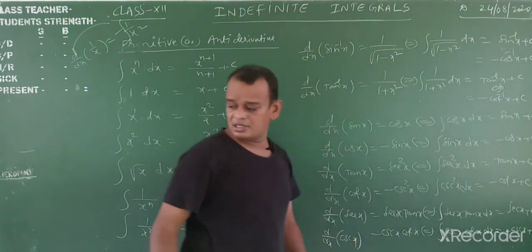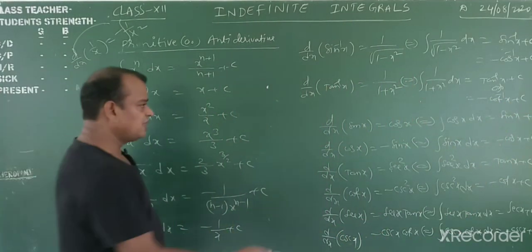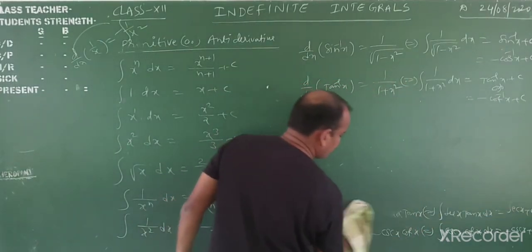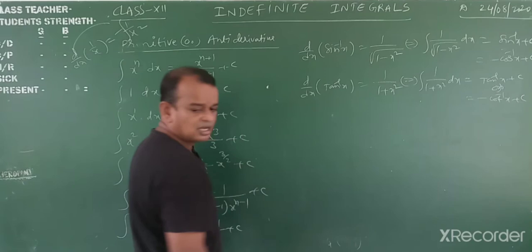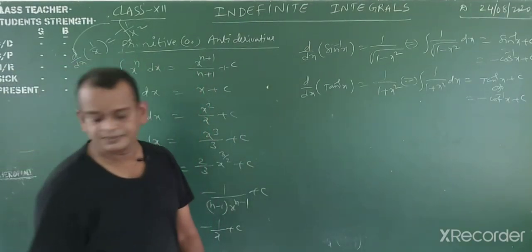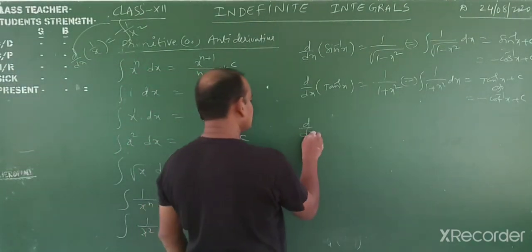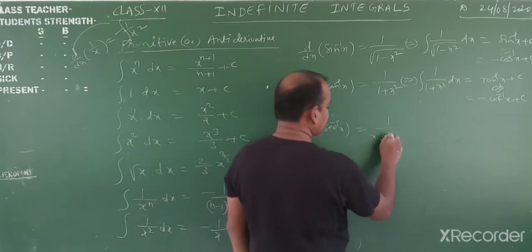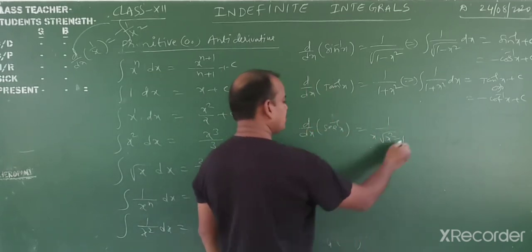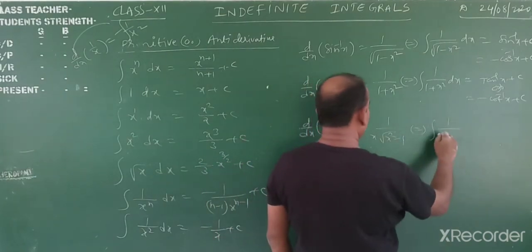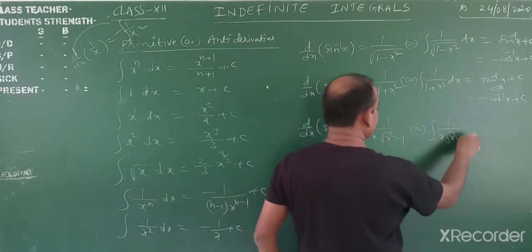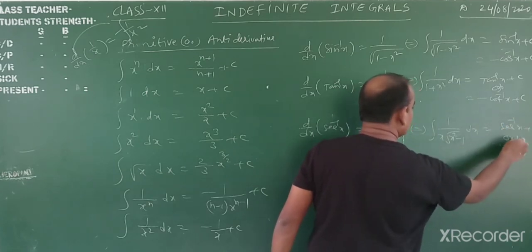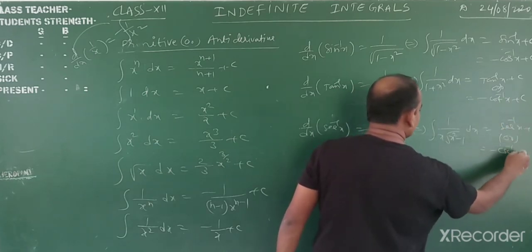Okay, my dear students, now read the formulas very, very carefully. Next, what is the derivative of secant inverse x and cosecant inverse x? The derivative of secant inverse x is 1 by x into root over x square minus 1. Now the integral of 1 by x into root over x square minus 1 dx is equal to secant inverse of x plus c, or minus cosecant inverse of x plus c.